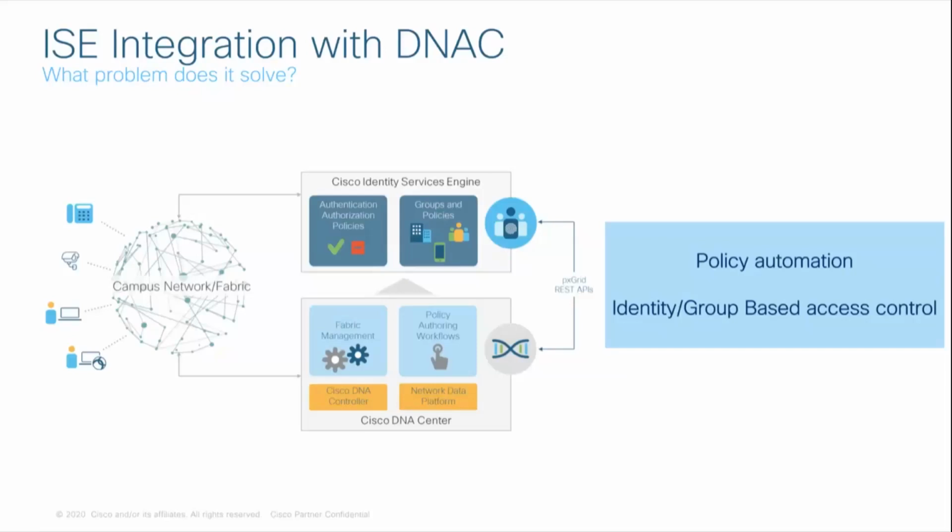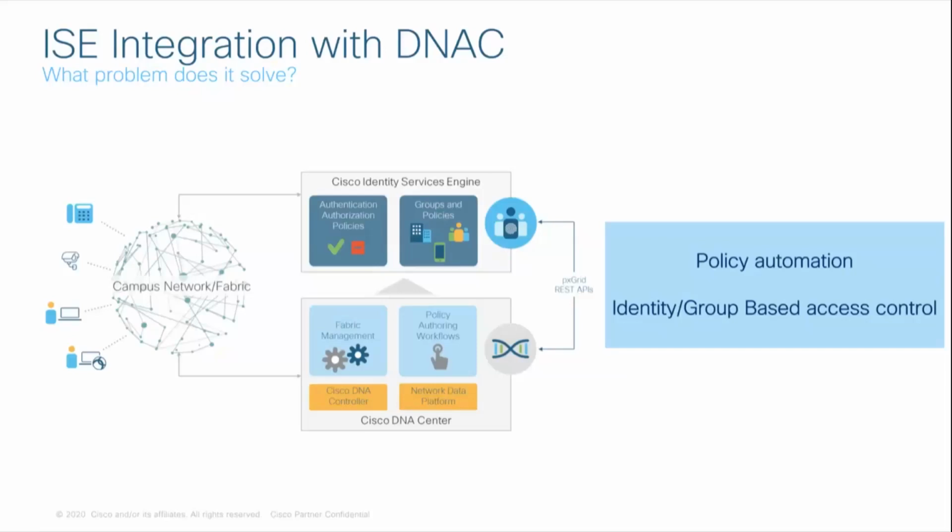These groups will be pushed into DNA as well. Then on DNA, you can also be doing the policies, and all these changes will be pushed together through pxGrid and REST APIs. To have consistency between these two solutions, we need to have this integration in place. So in the end, what we are trying to do is one tool for network management and network access control, or as it is called, identity group-based access control with automation of policies.